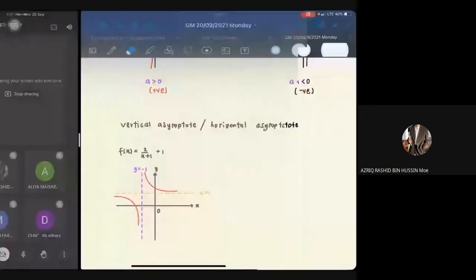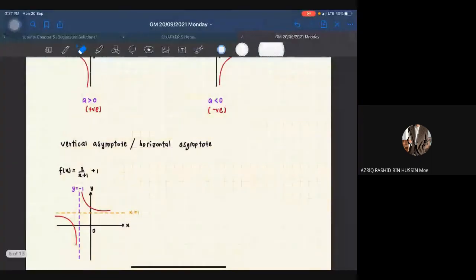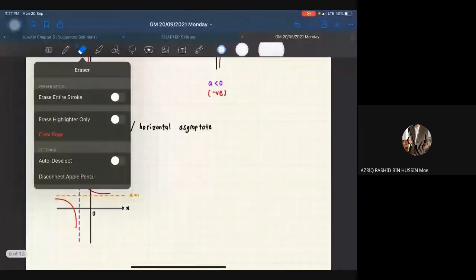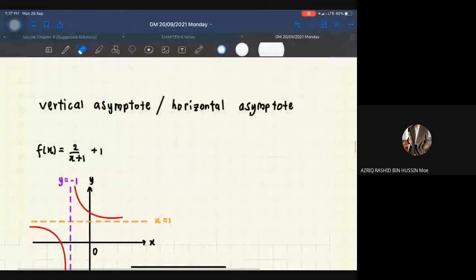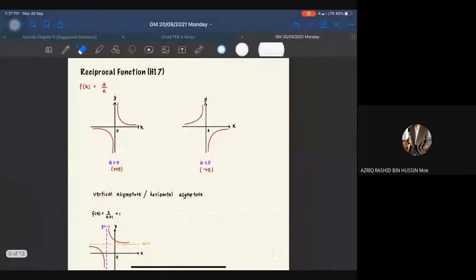Okay. So, let's take a look at this. So, ini adalah example yang Hani bagi tadi. Dia adalah 2 over x plus 1. Okay. So, basically, graph untuk reciprocal, dia ada dua shape. First shape, dia dekat kuadran yang pertama dengan kedua. So, awak boleh letak dekat sini kuadran 1. This one kuadran yang ketiga.